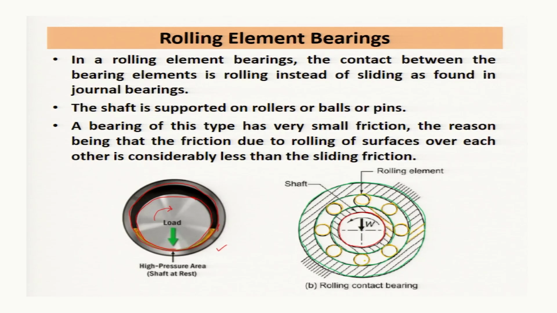So the shaft is supported on rollers or balls or pins. So this element may be a roller, balls or pins. The roller may be a tapered roller also. So a bearing of this type has very small friction. The reason being that the friction due to rolling of surfaces over each other is considerably less than the sliding friction.